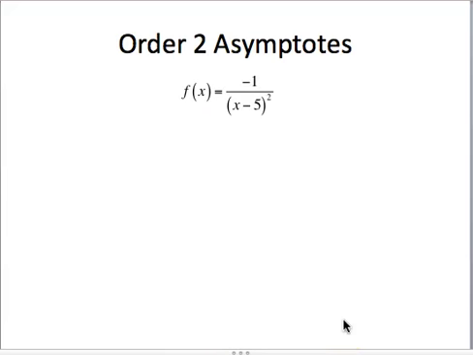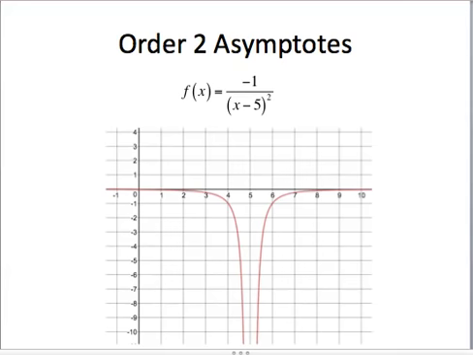Now, how does it change if I have f of x is negative 1 over x minus 5 squared? So x minus 5 squared will always be positive. Negative 1 over a positive number will always be negative. This is an order 2 asymptote because x minus 5 is there twice. The bottom is going to be 0 when x equals 5, but in all the cases, the function should be tending towards negative infinity rather than positive infinity in this situation. So what is that going to look like? There we go.